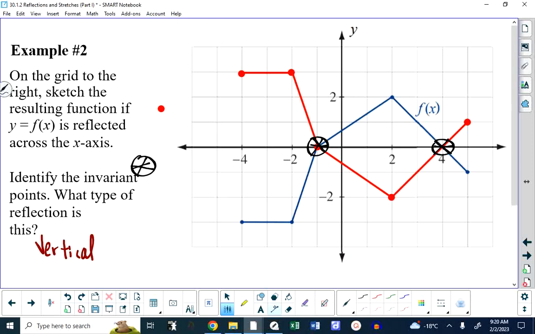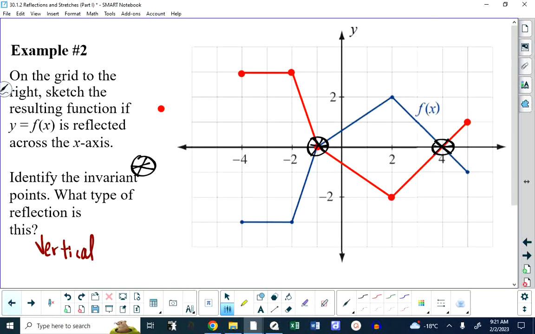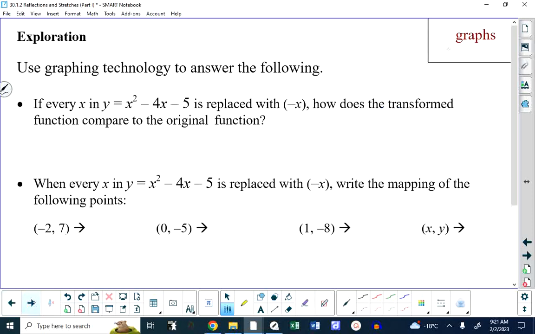Any questions with example 2? Okay, so we're going to do a little exploration here. I have the graphs preloaded up here, so you don't need to use your graphing calculator if you don't want to.